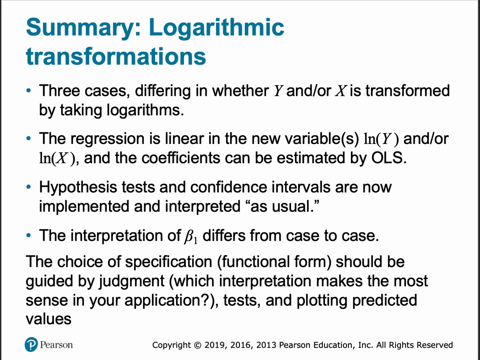In summary, there are 3 cases differing in whether y or x is transformed by taking logarithms. The regression is linear in the new variables, and the coefficients can be estimated by ordinary least squares. The hypothesis tests and confidence intervals are now implemented and interpreted as usual. The interpretation of beta 1 differs from case to case. The choice of specification, so the functional form, should be guided by your judgment. Which interpretation makes the most sense in your application? You will also run tests plotting the predicted values against the data.